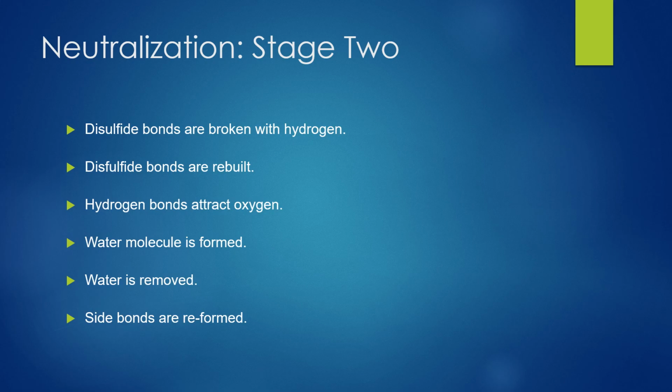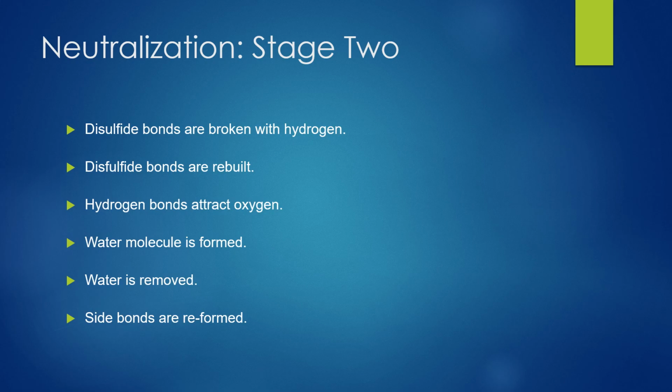Hydrogen atoms attract oxygen. Hydrogen atoms attract to oxygen in the neutralizer and release their bond with the sulfur atoms and join with the oxygen. A water molecule is formed. Each oxygen atom joins with 2 hydrogen atoms to rebuild one disulfide bond and make one molecule of water.